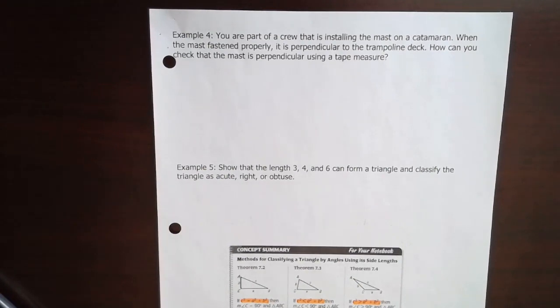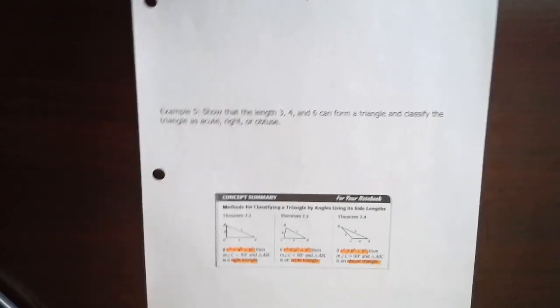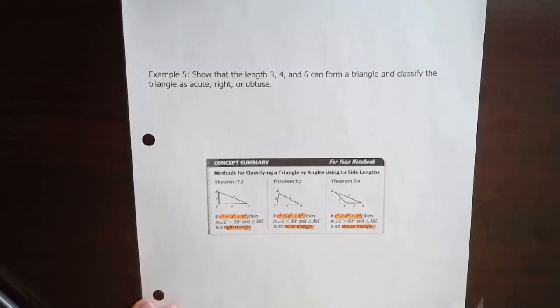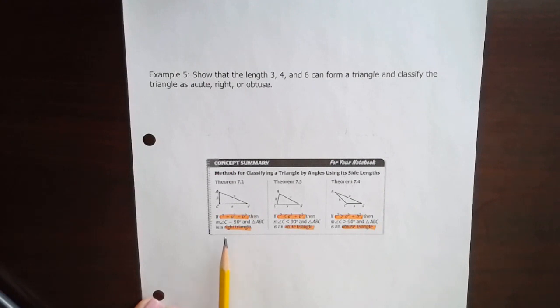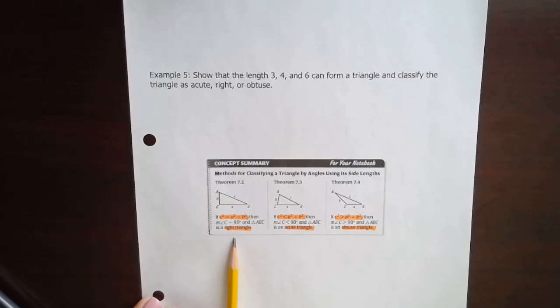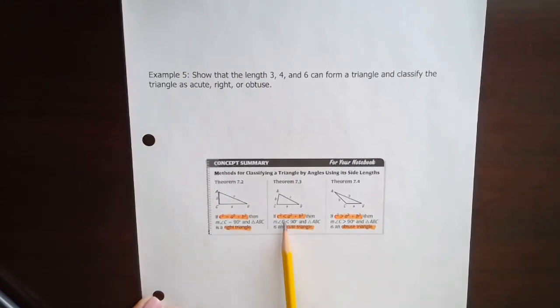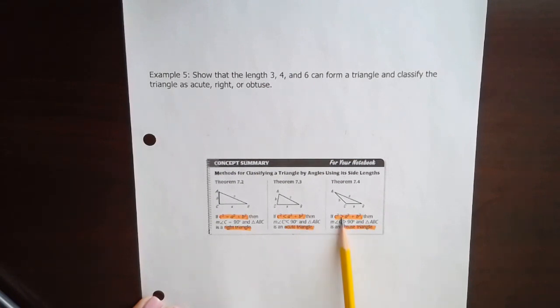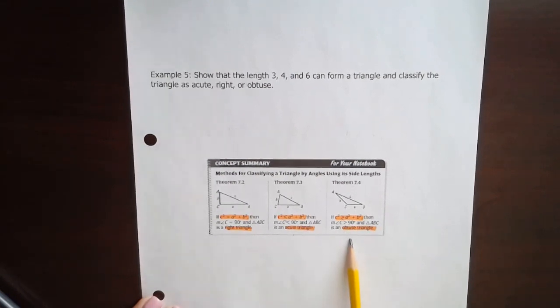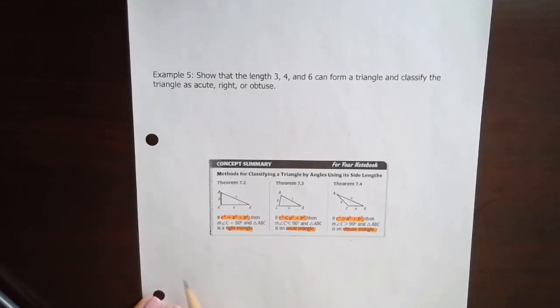Down here at the bottom of our notes, right before we get to our homework assignment, these are the 3 ways and the 3 formulas you can use. So the first one, classifying your triangle by its side lengths. If it equals, it's a right triangle. If it's less than, it's going to be acute. If your hypotenuse is greater than, it's going to be obtuse. These are the 3 things that we need to remember from today's lesson.